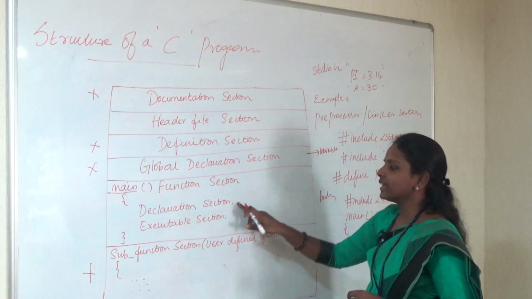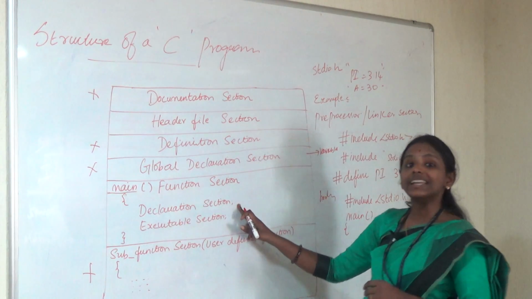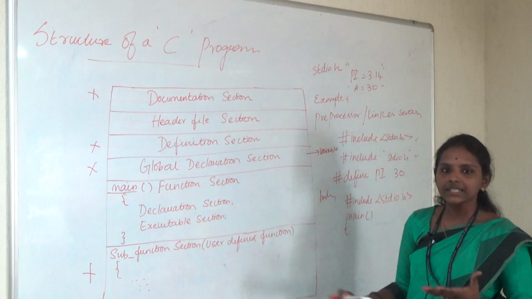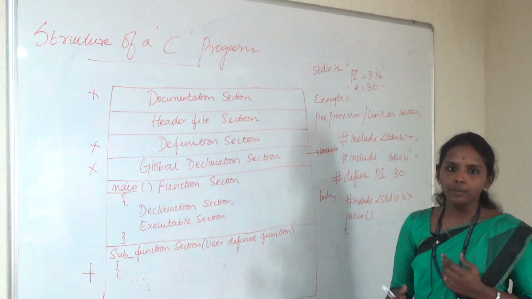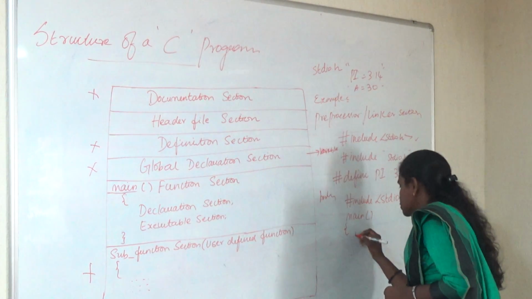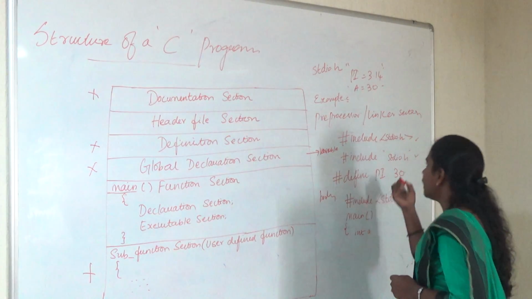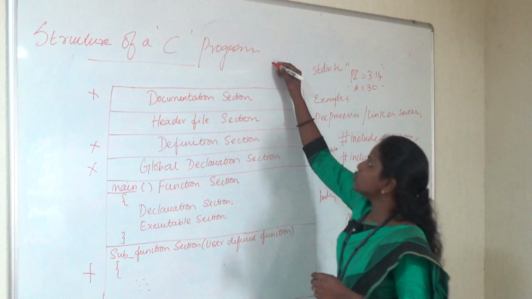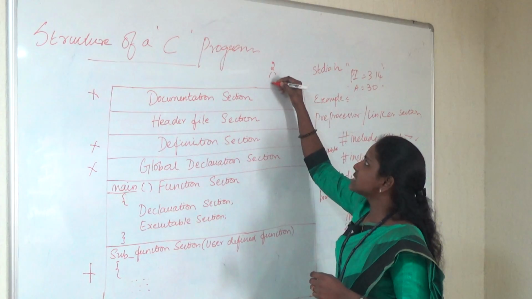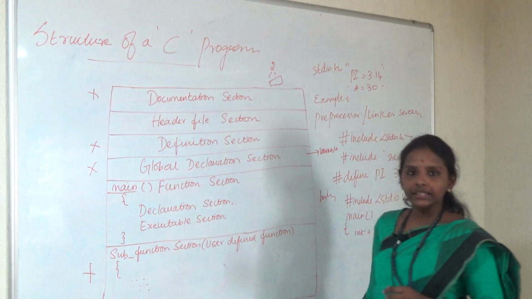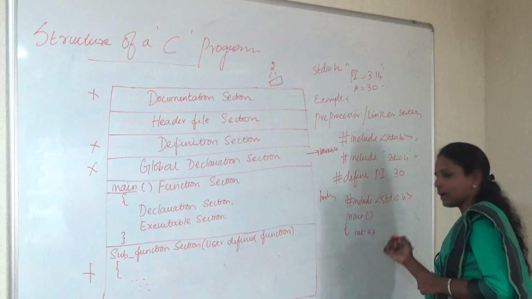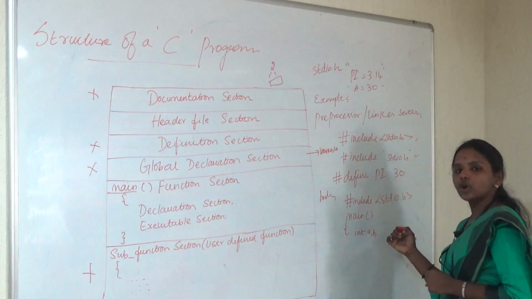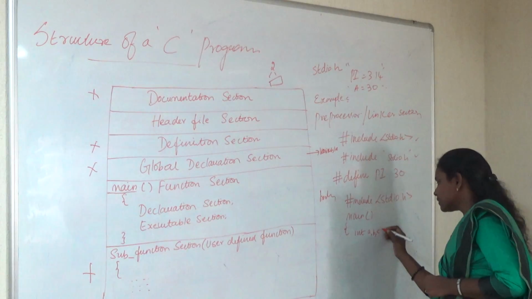Here the declaration part is where we declare the variables. Variables are the numbers which we give as input to a program. That is your declaration: int a, b, and c. Two variables, a and b, will hold the values to be added, and the result should be stored in another variable called c.